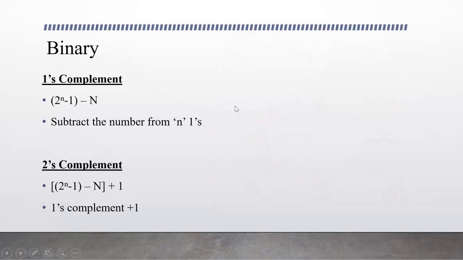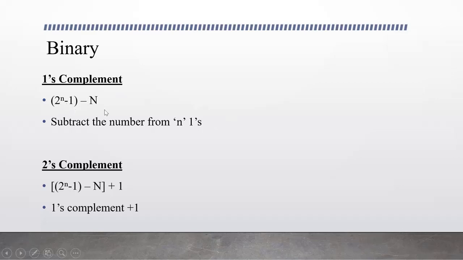And for a binary number, r is 2. So we can find the 2's complement and 1's complement for a binary number. In digital computers, complements are used during binary arithmetic. When we do binary arithmetic operations, these complements are generally used. So the 1's complement of a binary number is 2 power n minus 1 minus N.